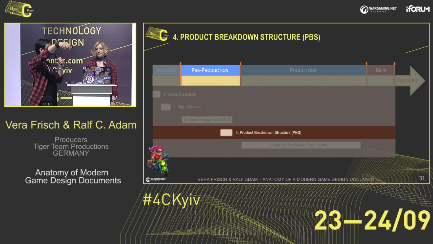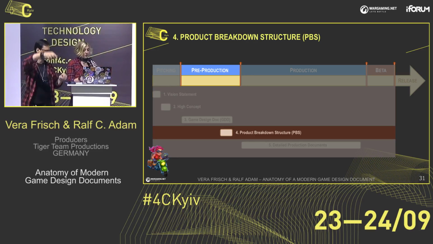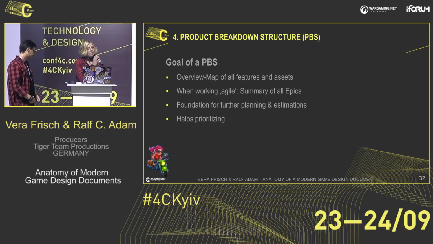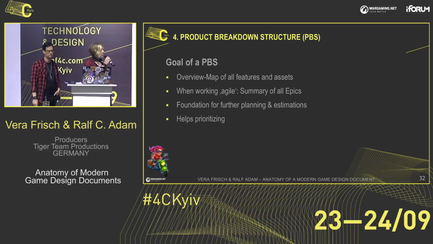And then we have an additional tool that's also helping you in the creation of that game design document. And this is the product breakdown structure. What is the product breakdown structure? It's an overview map, often created in a mind manager, which helps you to figure out all features and assets needed for the game. When you're working with agile terms or in a Scrum-ish way, it can be an overview of all epics found in your game design document. And it's the foundation for further planning and estimations, and helps you also within the team to prioritize the feature set.